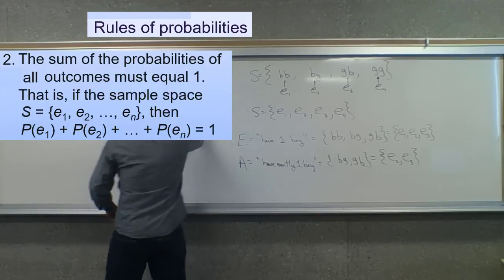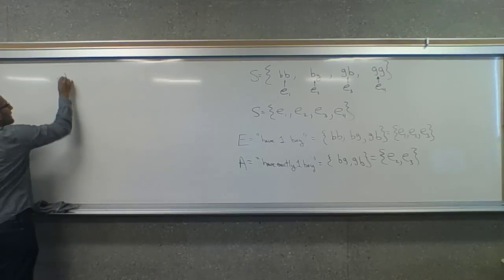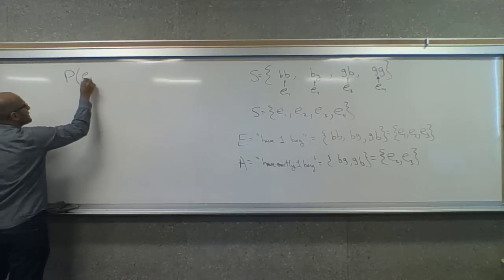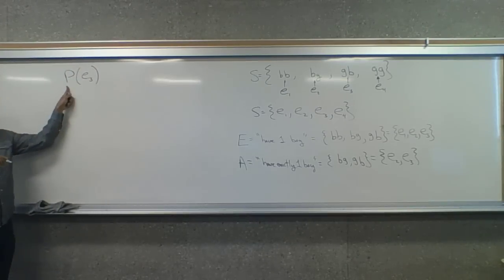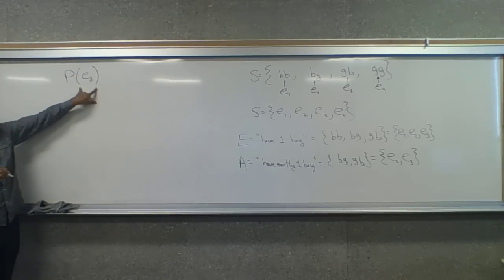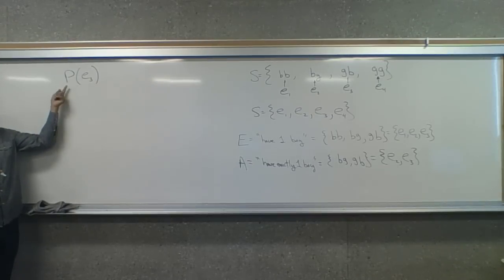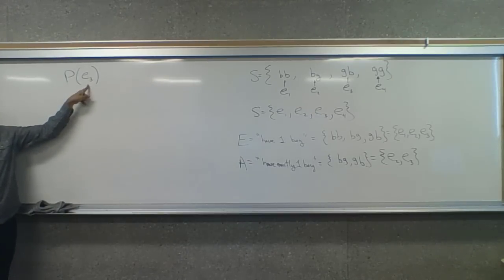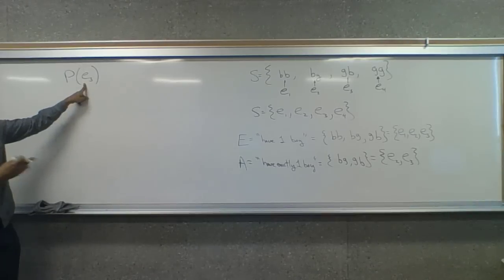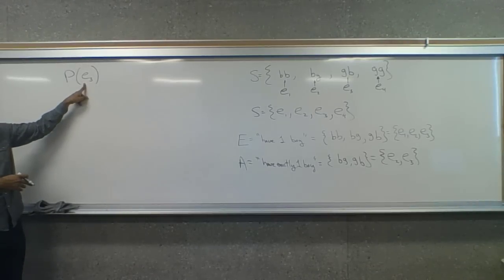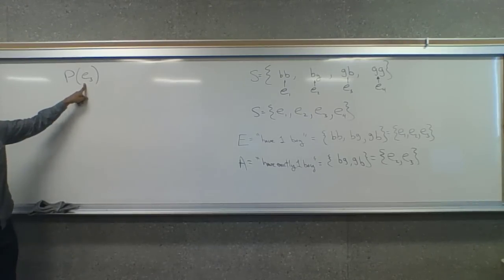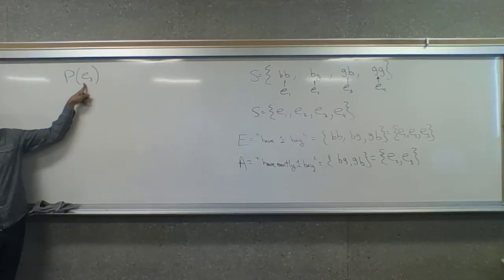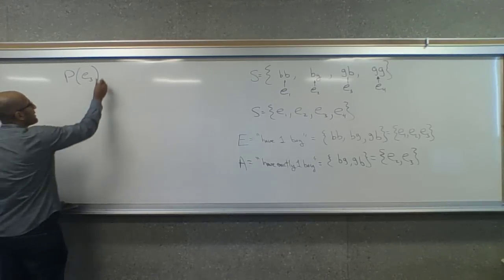Capital P, with E sub 3 in parentheses, indicates that we want to find the probability of this event: the probability of simple event number 3. In this case, we were talking about a couple having 2 children. Simple event number 3 was the case of girl-boy, in that order. Then we write down the probability of that.